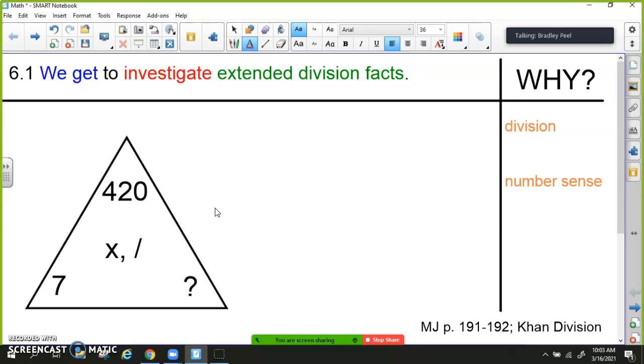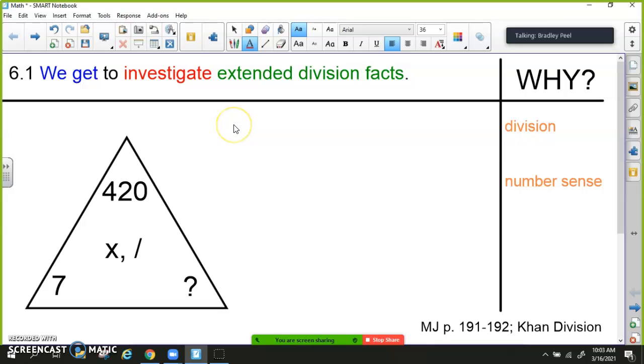So what you're going to see here on your screen and in your pages on page 191 is one of these magic triangles, right? And I think some of us understand that addition and subtraction have a relationship, and that once you do addition, you go backwards to do the subtraction. Multiplication and division have a relationship as well, and division is backwards multiplication.